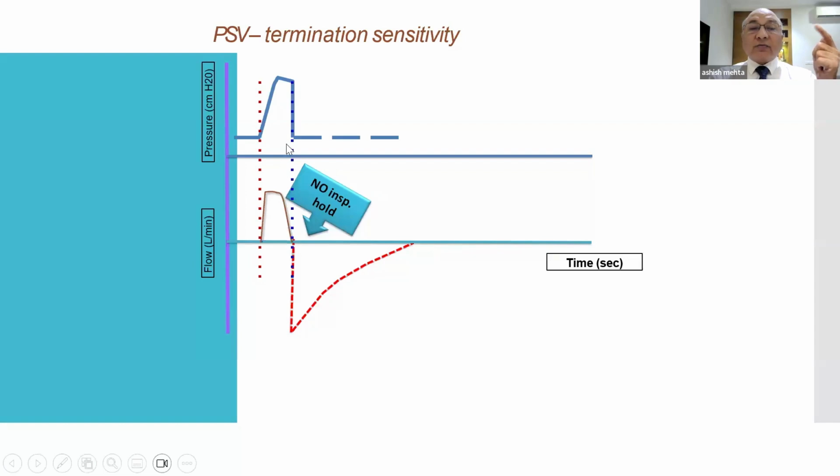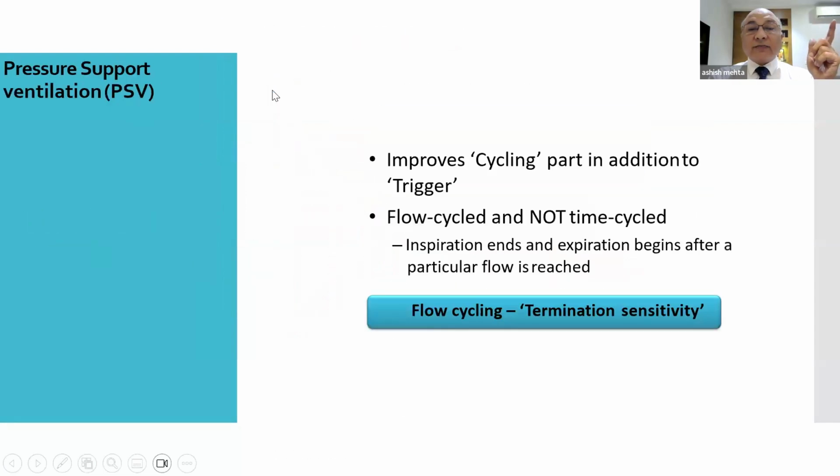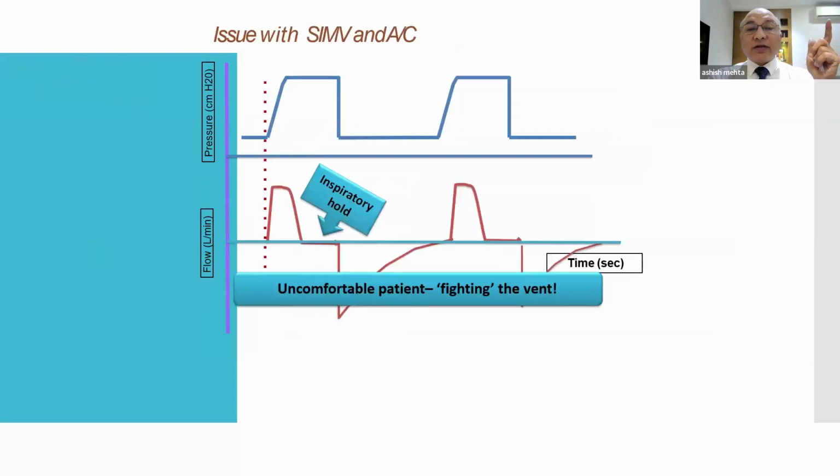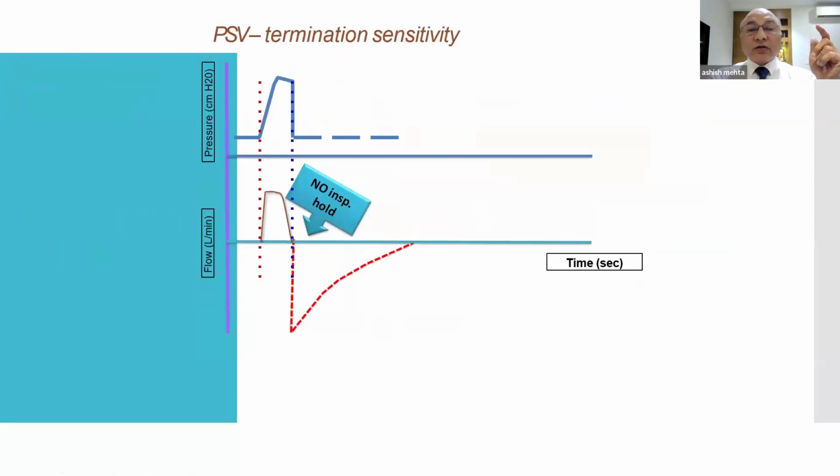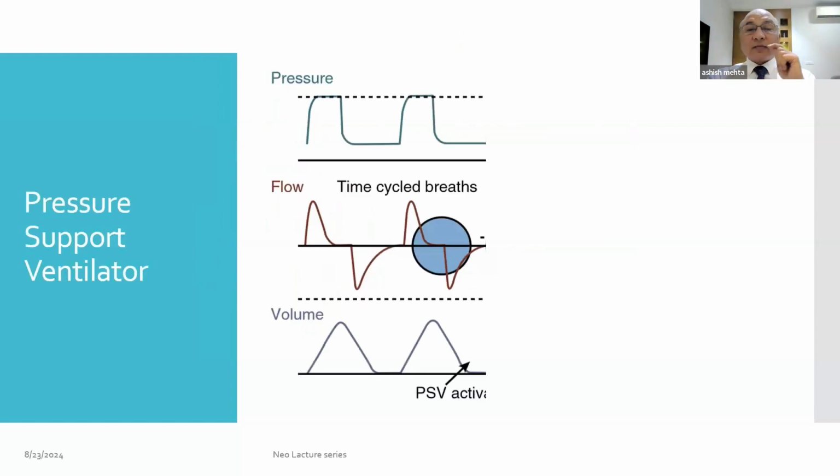You can see, and now if we compare with the previous figure, this is what was happening here, that inspiration was ending, flow was not there, so there is no flow, and then this was exhalation, so this was inspiratory hold. Now when you put them on pressure support, you can see here there is no inspiratory hold, and triggering of the inspiration is synchronized, as well as beginning of exhalation or end of inspiration is also synchronized.